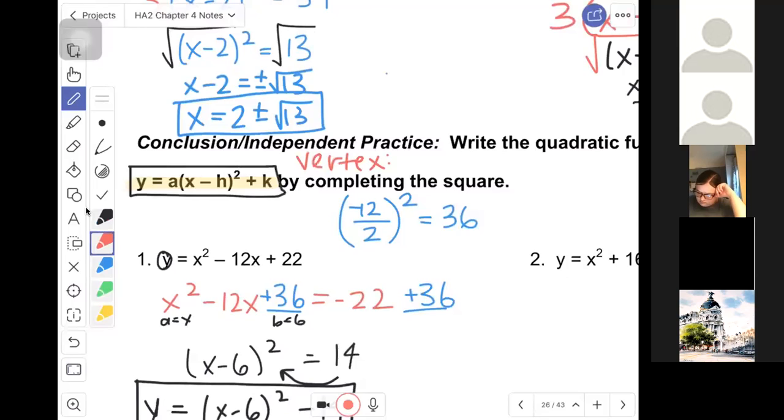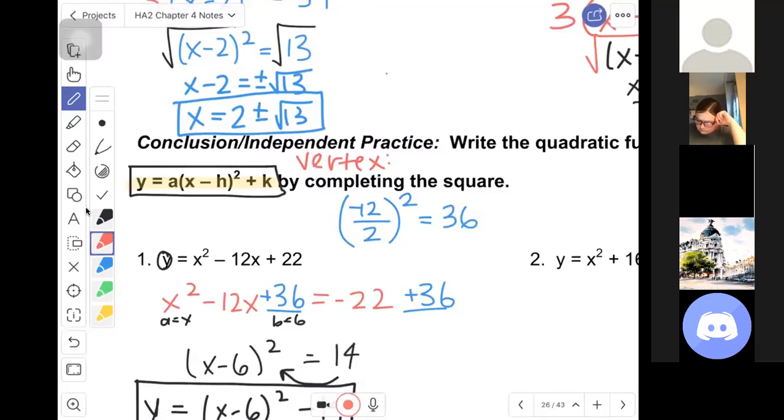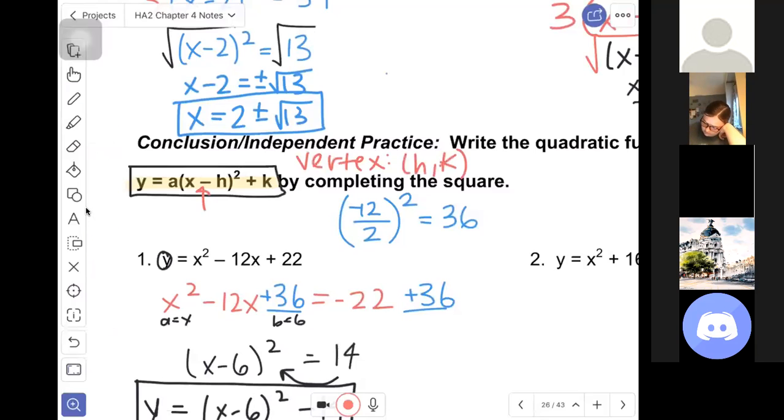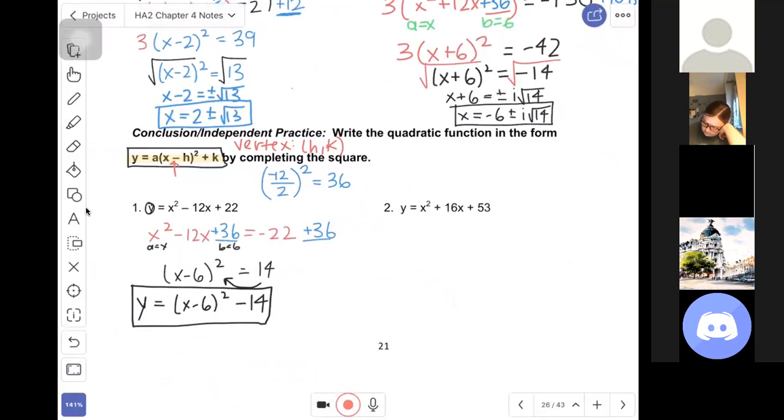Jaden. Isn't it h equals the x and then k is the y? Yeah. So that minus sign is part of that equation. It's part of the formula. So our x value is h. So I saw, we can look at an example.